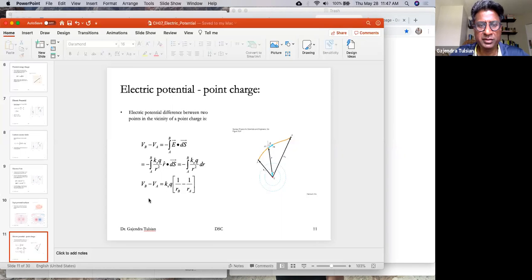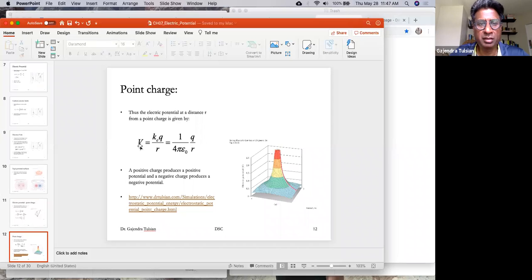What that implies is the electric potential from a point charge is KQ divided by R. So if the charge is positive, the electric potential is positive, and if the charge is negative, the electric potential is negative. So at a distance R from the point charge, the electric potential is given by KQ over R. Electric potential is a scalar function, so it's a scalar quantity, and this value is scalar.